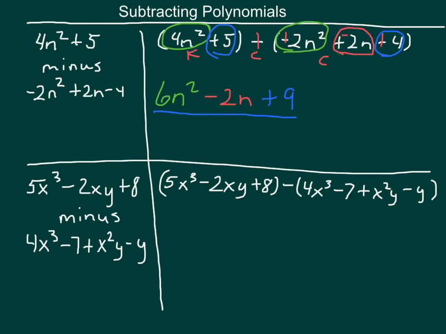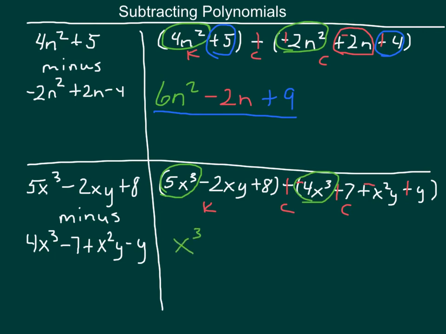Now take a look at this one, same type thing. I'm going to use keep, change, change. And this says the opposite of my second one, so I'm going to change that to addition, and change all of the opposite signs on the inside of my parentheses. So now when I go to find my like terms, I see I have 5x cubed there and negative 4x cubed there, which gives me x cubed.